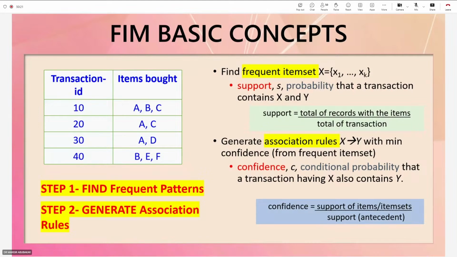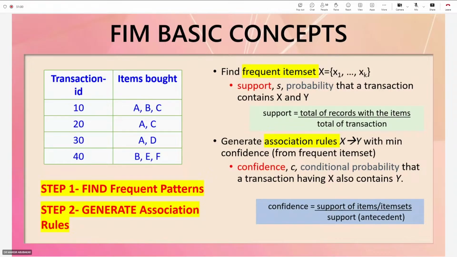And then the confidence is a conditional probability. It tells us that any transaction having X also contains Y. For example, any transaction having A also contains B. Is this possible? So this is a confidence. What is the percentage of the confidence that whenever a transaction contains A, it should also contain B? Whenever the transaction contains C, it can also contain A. This is what the conditional probability is trying to indicate here. So this is why we call it a confidence. So that confidence level is important.